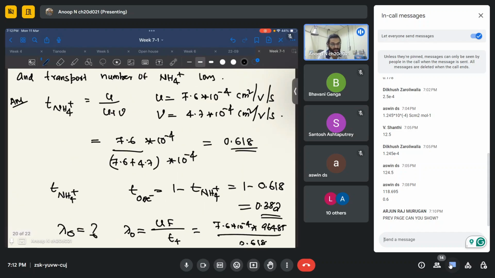The previous page, this one? Arjun, I didn't see the message, sorry.